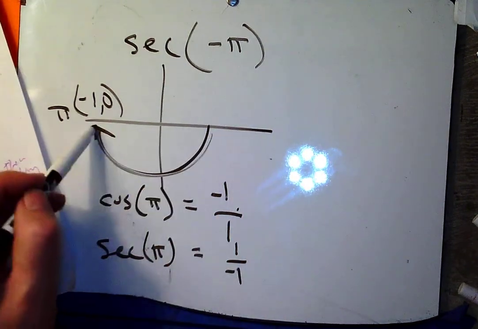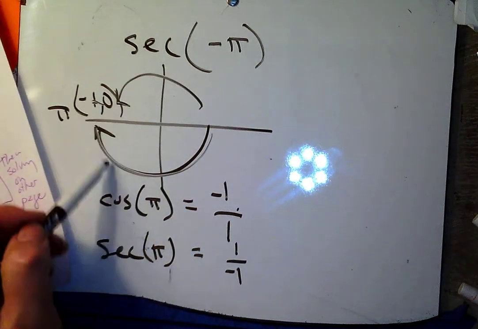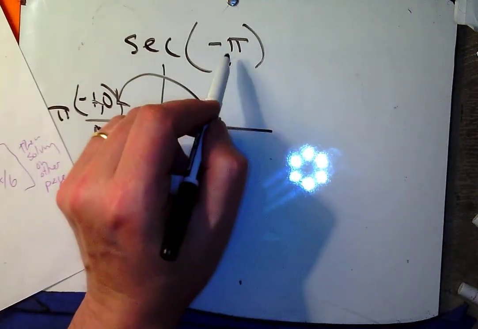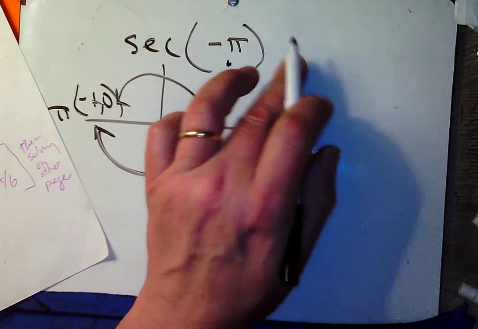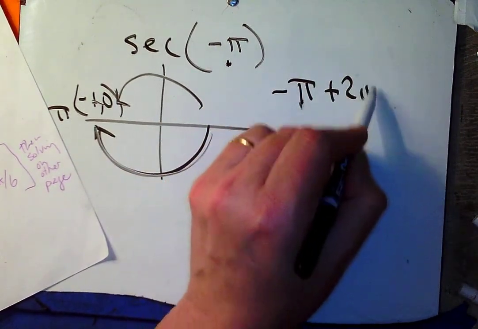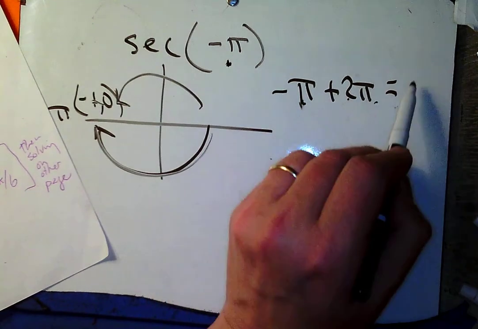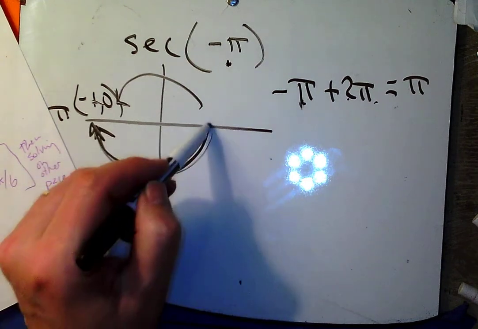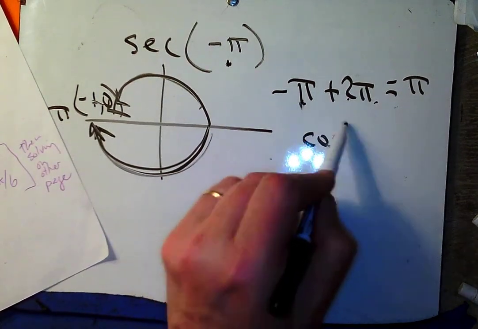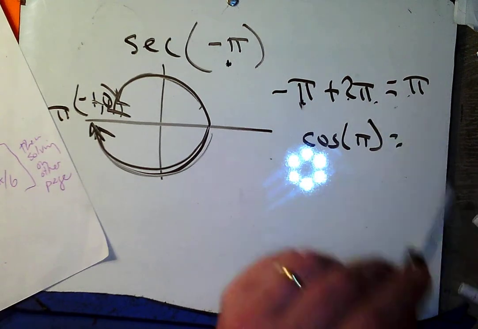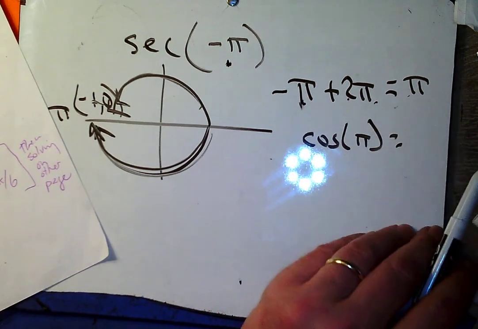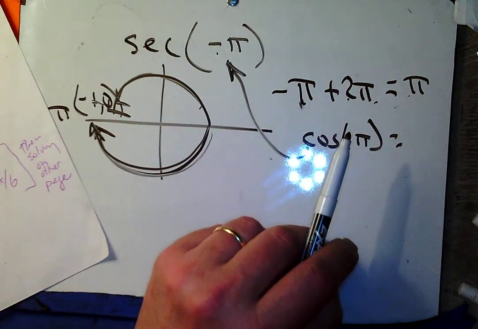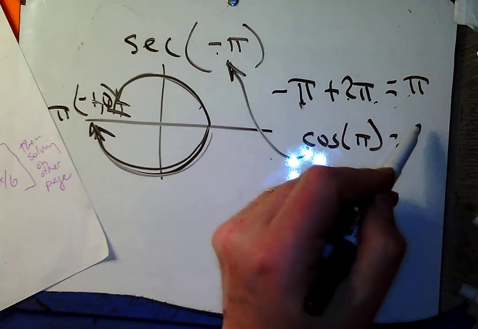Does it matter that I went this way instead of this way? No, it didn't affect that. But let's test out that theory. Hey, this angle is too small. No worries, let's add 2 pi to it. Minus pi plus 2 pi is 1 pi. So if I'm not sure about that one, I can use that one. That's why I was saying cosine of pi. I was using that coterminal angle that is on the unit circle to help me figure out when this given angle is not on the unit circle. Okay?